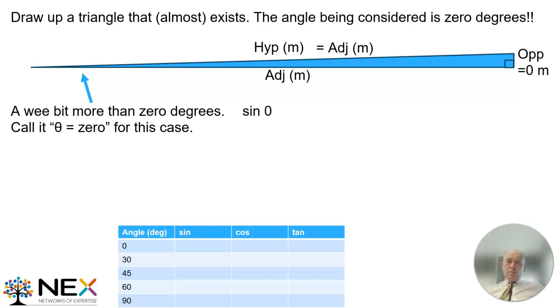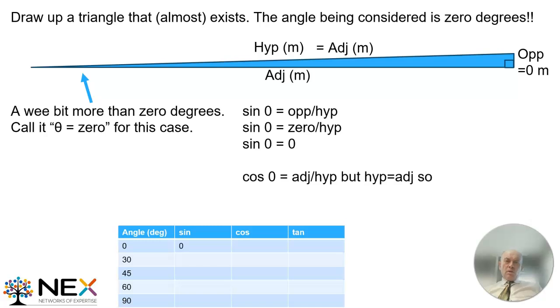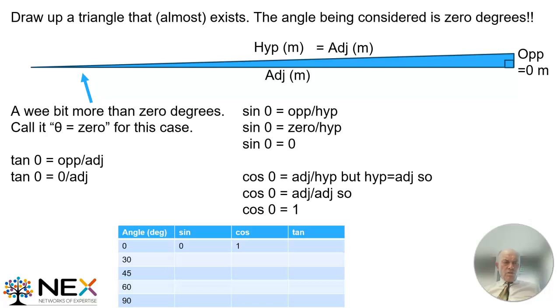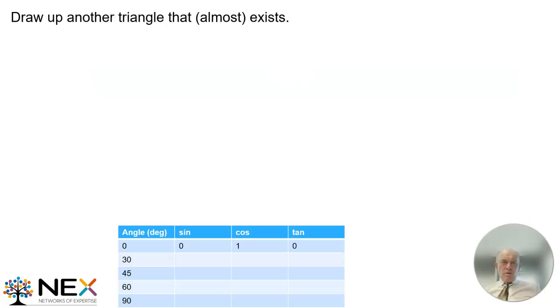Sine of 0, now we're ready to go. Sine of 0 is opposite over hypotenuse, which is 0 divided by a non-zero number. And sine of 0 is 0. Let's post that. Cosine of 0 is adjacent over hypotenuse, but the hypotenuse is the adjacent, same length. So the cosine of 0 is the same number divided by itself, which is always 1. Let's post that. Tan of 0 is opposite over adjacent, which is again a 0 divided by a non-zero number, which will always be 0. We can post that. So that's the 0 done.